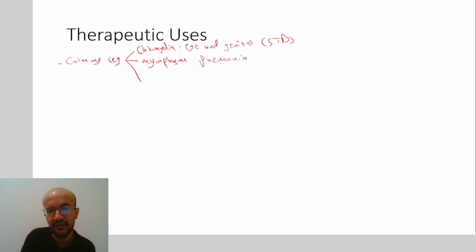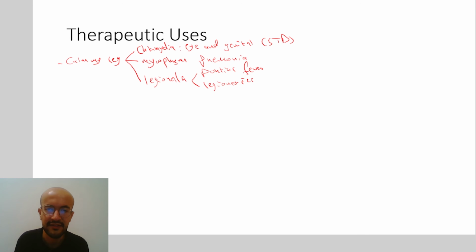And the LEG is for legionella, and the legionella causes Pontiac fever and Legionnaires' disease, and both of those are respiratory illnesses, and all of those are treated with the macrolides as a first line, and the second line is the tetracyclines.